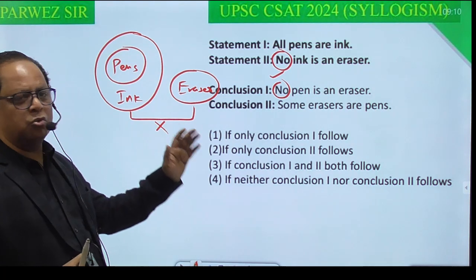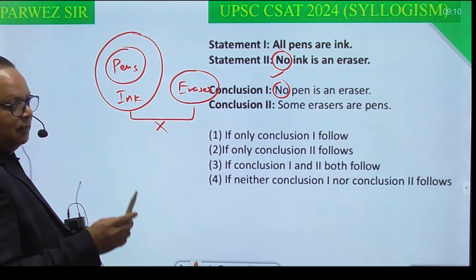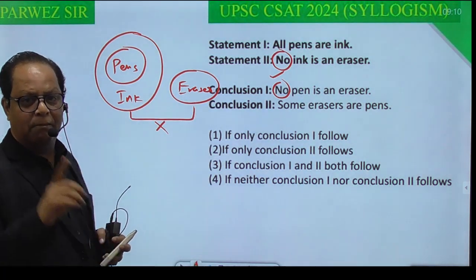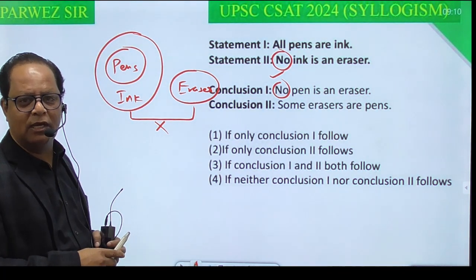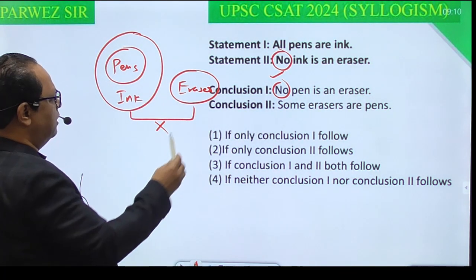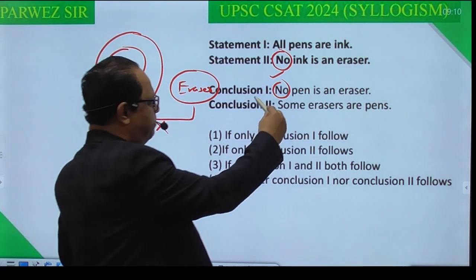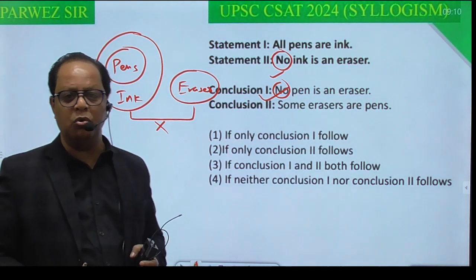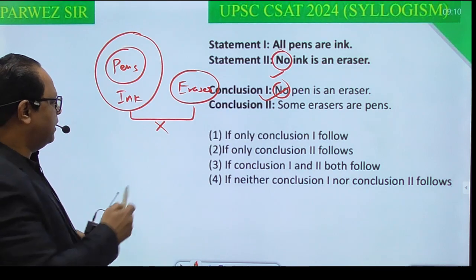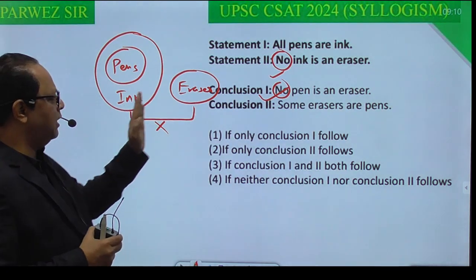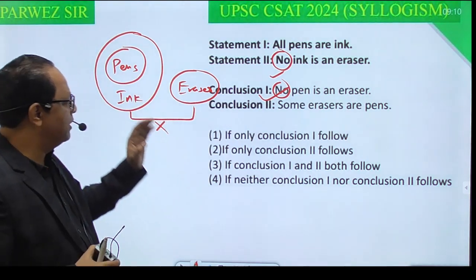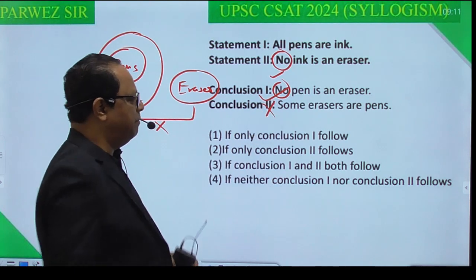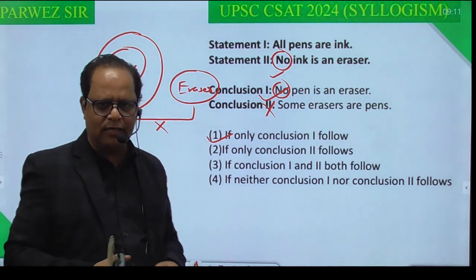Now, the conclusion: no pen is an eraser. If we are not finding any relation between ink and eraser, we can never establish any relation between eraser and pen. So no pen is an eraser is absolutely right. And some erasers are pen? We cannot conclude the second conclusion because there is no connection between ink and eraser. So we can't say some erasers are pen. The second option will be wrong and the first option will be the right answer.